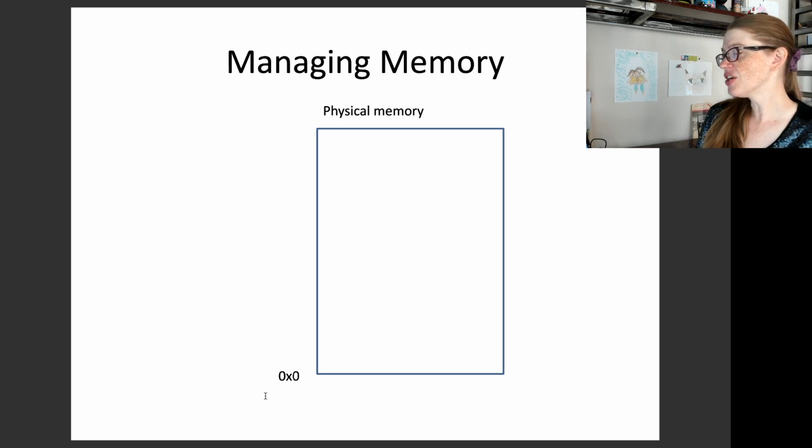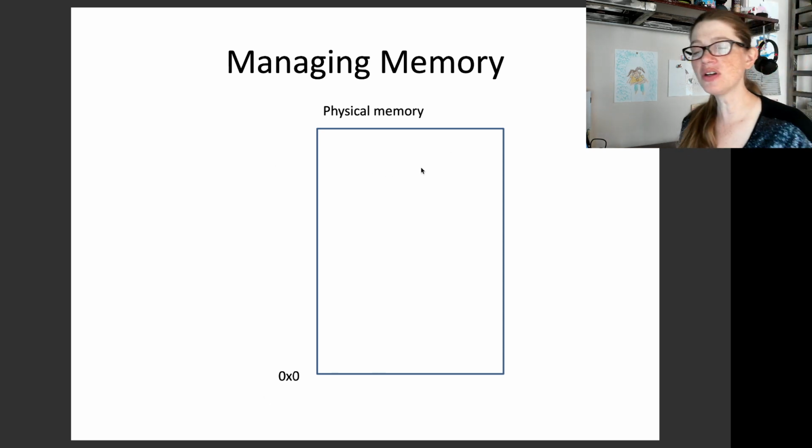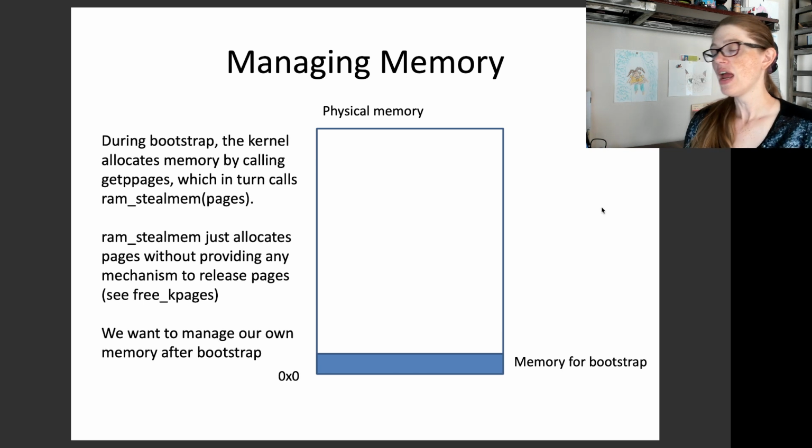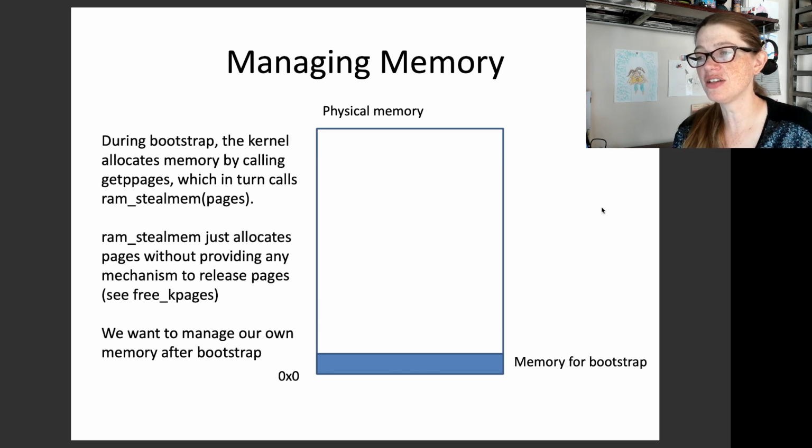So these slides have some pictures on them, and I'm going to show you the pictures, and then I'm going to go over to OneNote, and we're going to talk about strategies for how to manage memory. So if we look at how much physical memory we actually have available to us, it's this big chunk. While the kernel is booting, we call it the bootstrap process, the kernel is going to allocate a bunch of memory. It calls this function getPages, which you really need to work with. You're going to want to make some big modifications to that for this assignment. And getPages to allocate memory calls this thing called RAM steal mem.